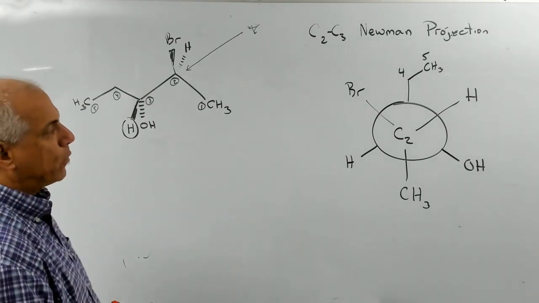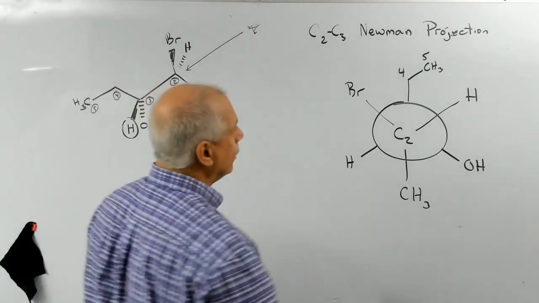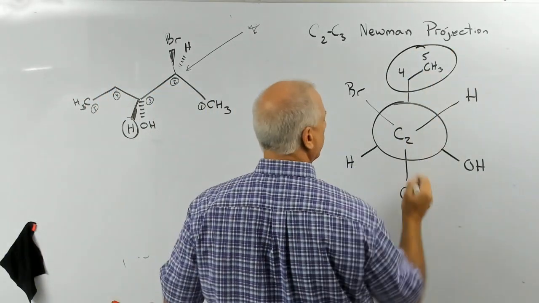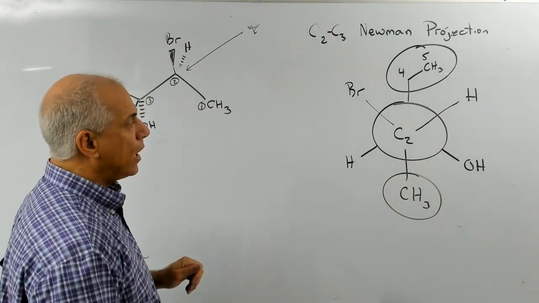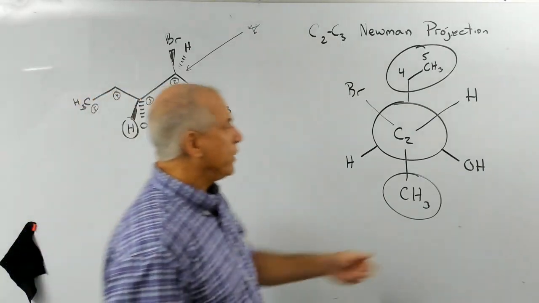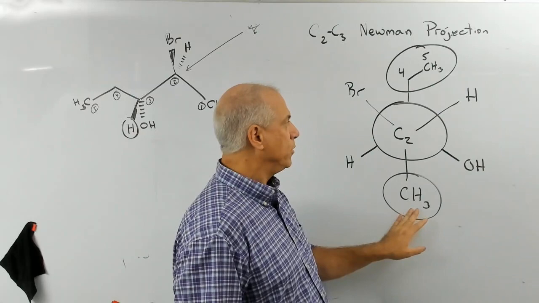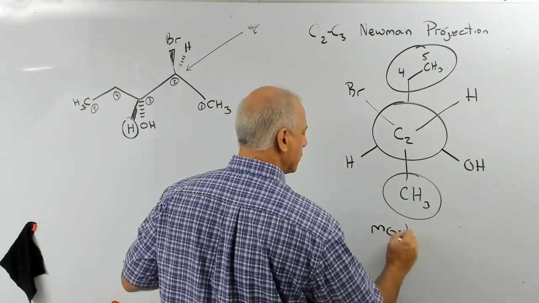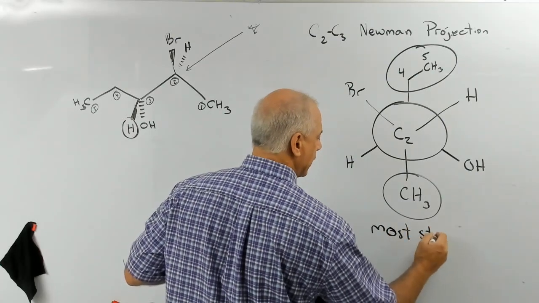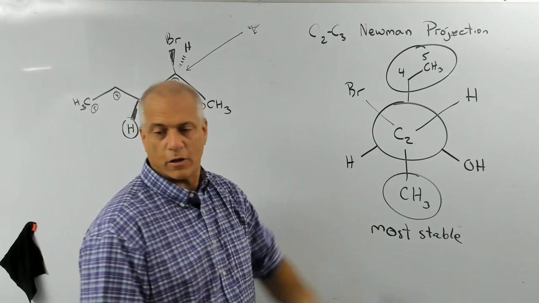Now, they want the most stable one and the least stable one. And we have this group here and this group here as far apart from each other as possible. They're the biggest groups. We do have an OH over here, we do have a bromine, but a carbon with 3 hydrogens is going to be bigger. This is the most stable configuration because the bulkiest groups are as far apart from each other as possible.